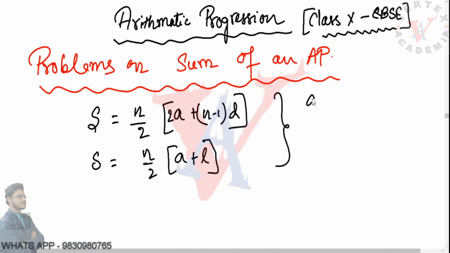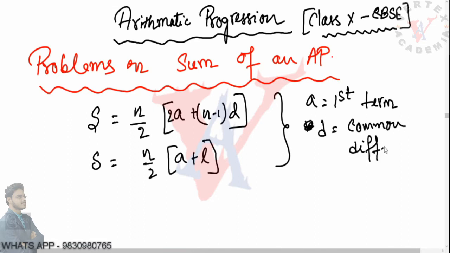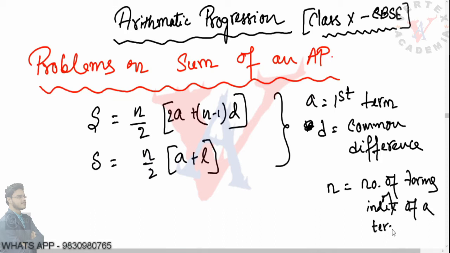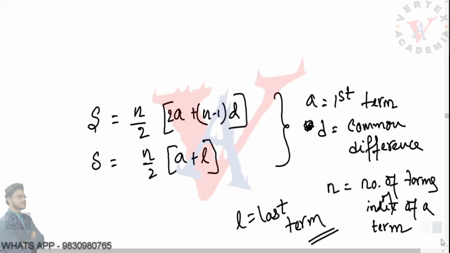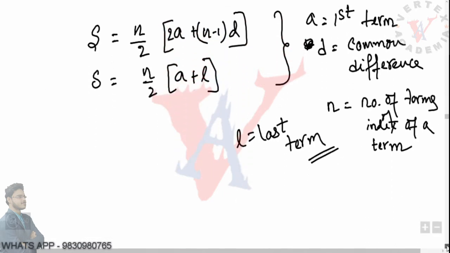Where a is the first term, d is the common difference, and n is the number of terms, or index of a particular term, and L is the last term. So I hope this is clear, and now we will start solving the problems. So let us start.